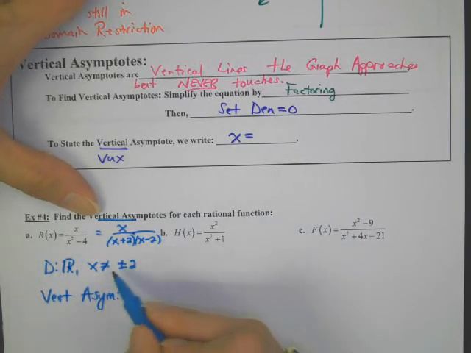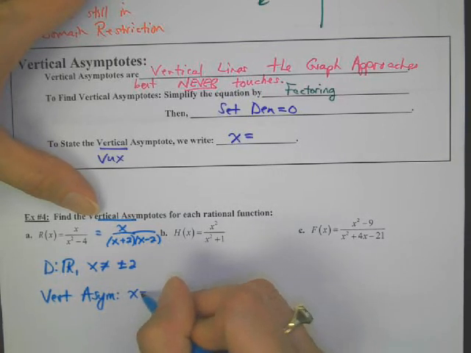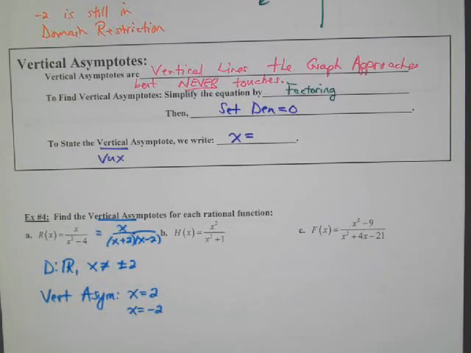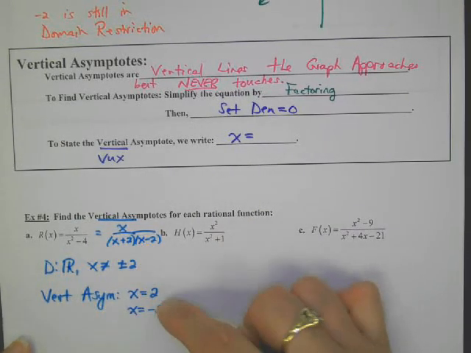So here you say x is not allowed to be 2. Where's the vertical asymptote? Well, there's one vertical asymptote at x equals 2, and there's another one at x equals -2. You can write those together if you'd like. If you do not have any graph at 2, there's got to be something there.